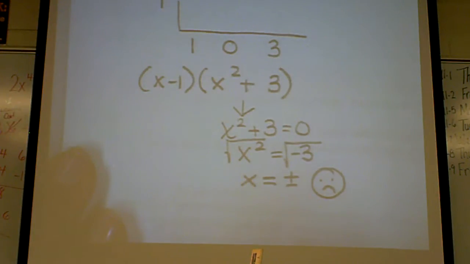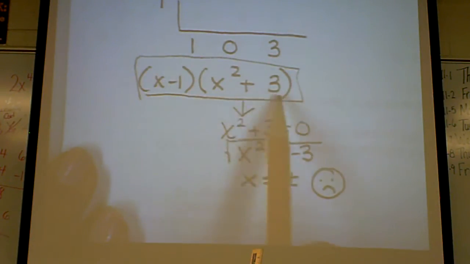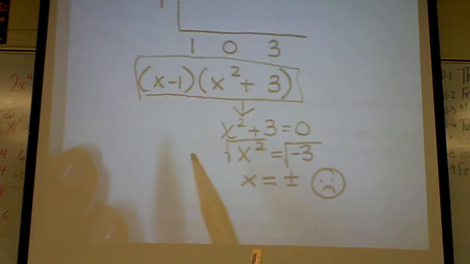Okay? So if I ask you this question, find all the rational zeros, what are you going to say? 1. If I ask you to write it in factored form, what are you going to do? You're going to leave it like this. This is a factor, but you can't break this up anymore.